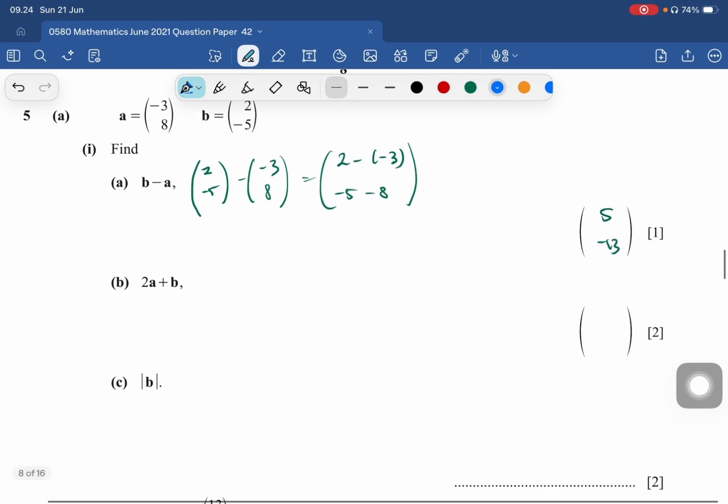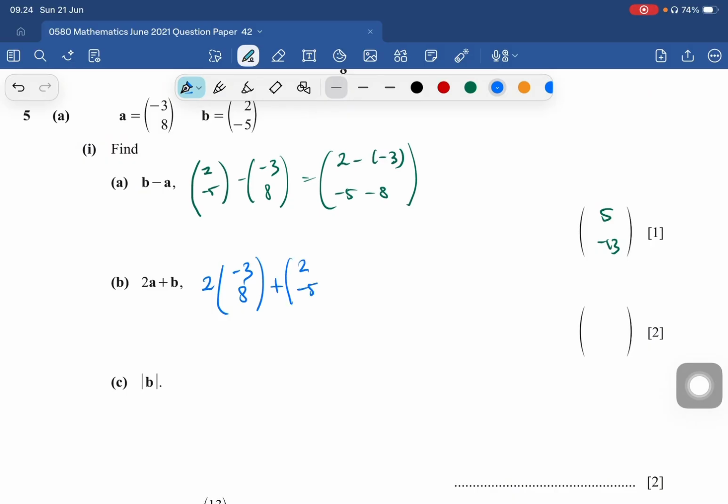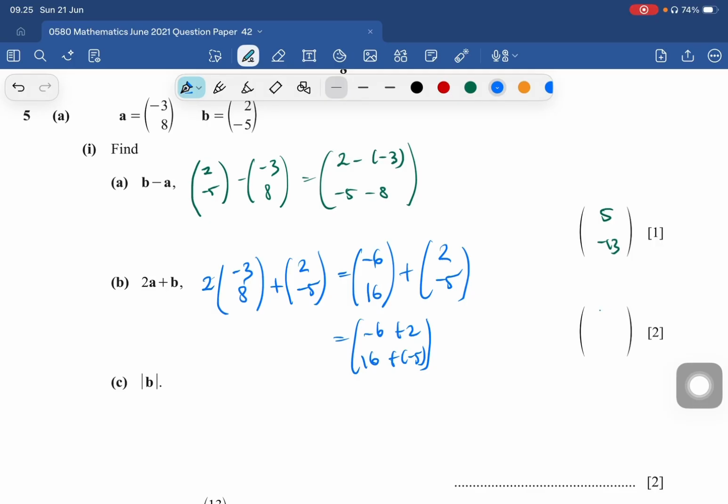Part b, we got scalar 2. Negative 3a plus b, (2, -5). So 2 times 3 is negative 6, 2 times 8 is 16, plus (2, -5). So negative 6 plus 2, and then 16 plus negative 5. So we got (-4, 11).